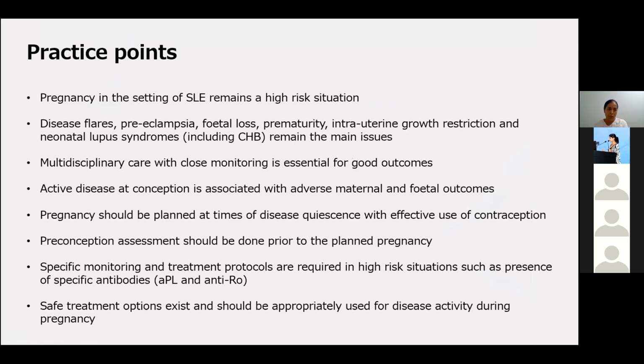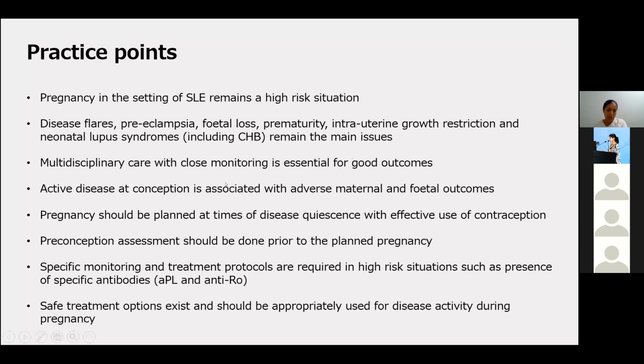So in summary, pregnancy in the setting of SLE remains a high-risk situation. There can be disease flares, preeclampsia, fetal loss, prematurity, intrauterine growth retardation, and neonatal lupus syndromes remain the main issues. And multidisciplinary care with close monitoring is essential for good outcomes.